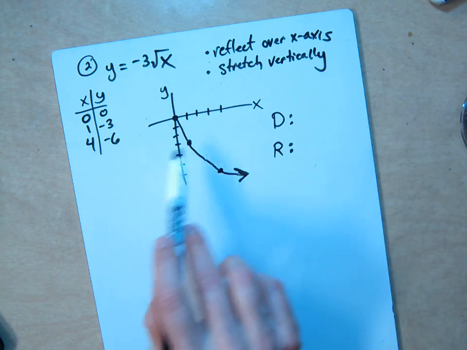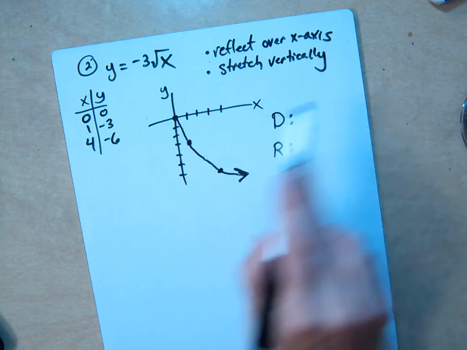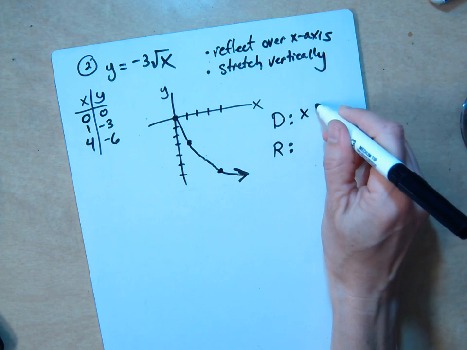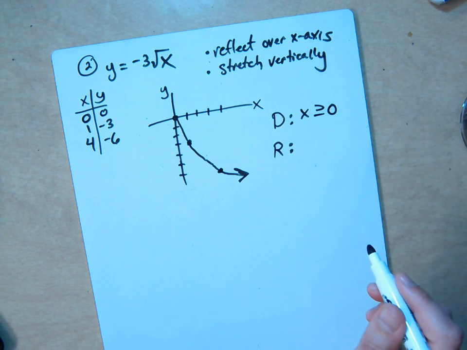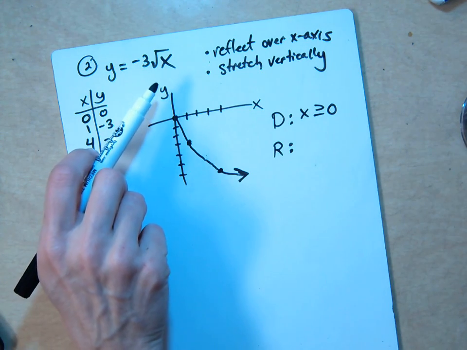So do we think it's all real numbers? It goes all the way over here and all the way over here? What is x? Yeah, x is limited to be greater than or equal to 0. Absolutely. You can't have a negative number for x under the radical.